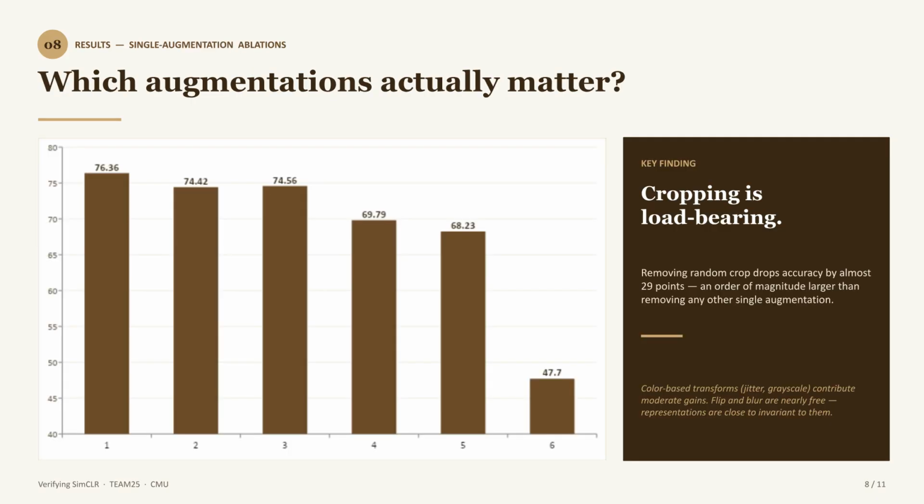From the single augmentation ablations, the headline result is that removing random crop drops accuracy by nearly 29 points, while removing flip and blur costs less than 2 points. Color jitter and grayscale fall in the middle. This shows us that cropping is load-bearing and everything else is secondary.